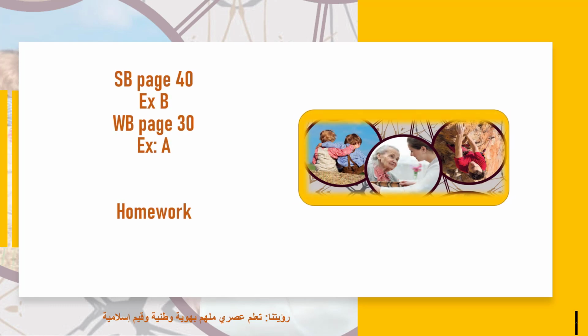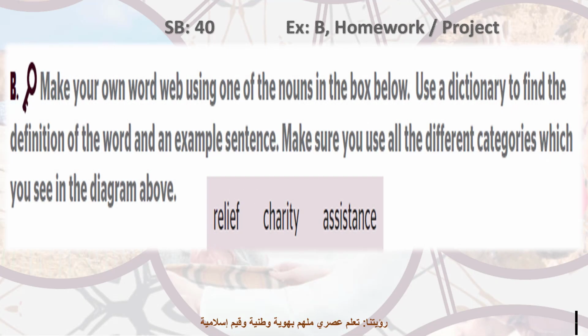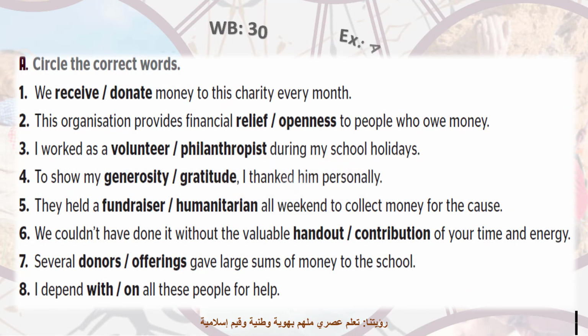Today's homework will be in your student books, exercise B on page 40, and your workbook, page 30, exercise A. In the first exercise in your student book, page 40, which is exercise B, you have to make your own word web using one of the nouns in the box below: relief, charity, assistance. This question is similar to exercise A on your student book. We've already done it. The other homework activity, as I told you, will be on your workbooks, page 30, with exercise A.